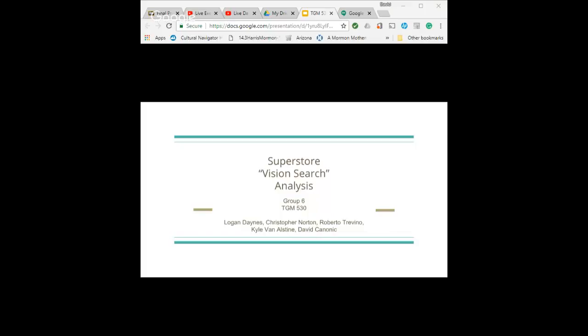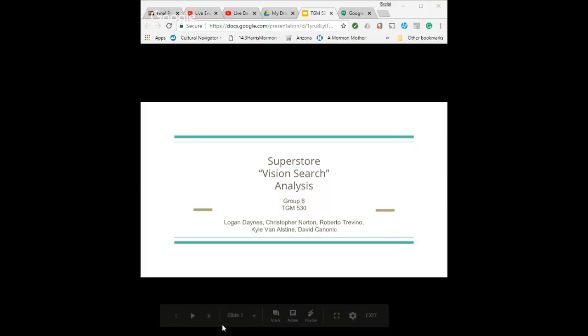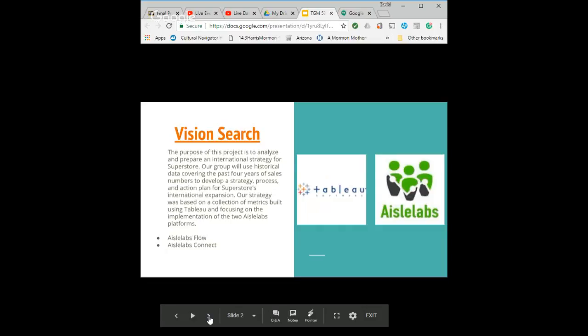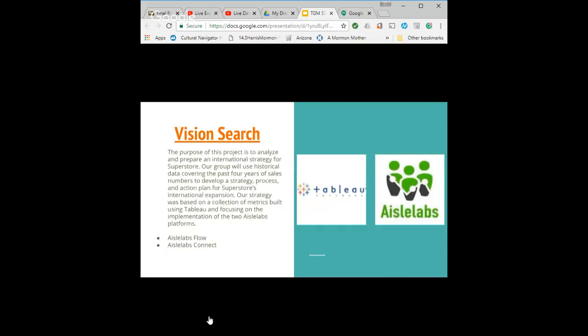We were tasked with analyzing an international strategy for Superstore's future expansion into a foreign market. Looking at our vision, the purpose of this project was to analyze and prepare an international strategy for Superstore. Our group is going to be using historical data provided in Tableau, as well as looking at a strategy process and action plan for Superstore's international expansion.